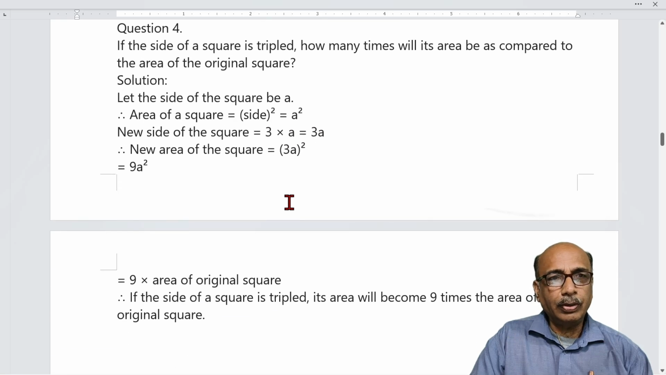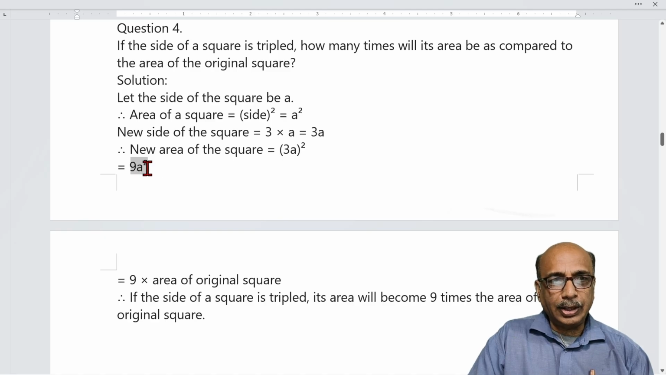Next, question 4. If the side of a square is tripled, how many times will its area be as compared to the area of the original square? So let the side of the square be A. Therefore, the area of the square equals side square equals A square. New side of the square equals 3A. Therefore, area of the square will be 3A in bracket whole square equals 9A square.